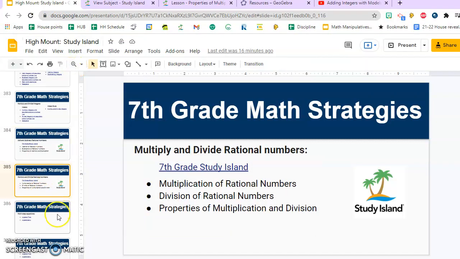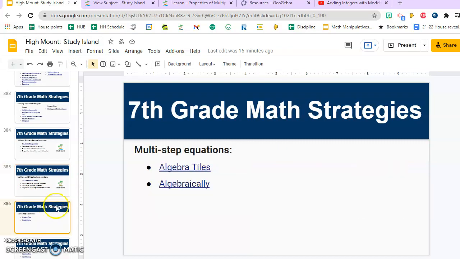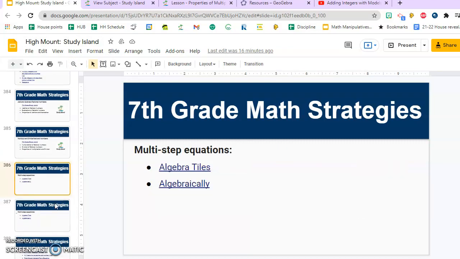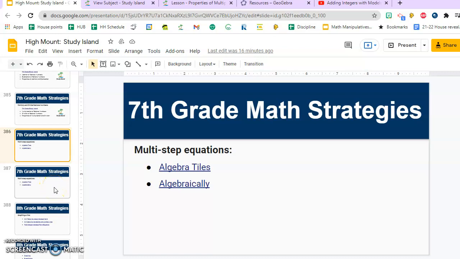Again, more Study Island there. More Algebra Tiles. You'll see that as a multi-use tool that we have a lot of times.